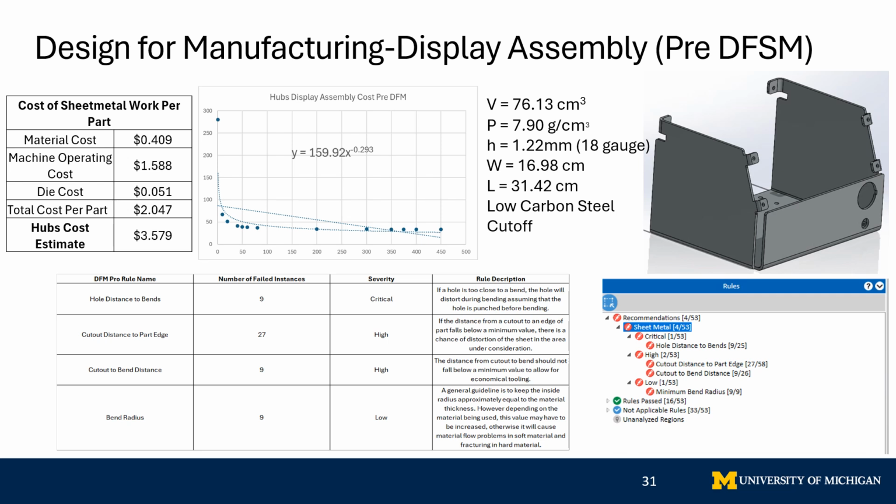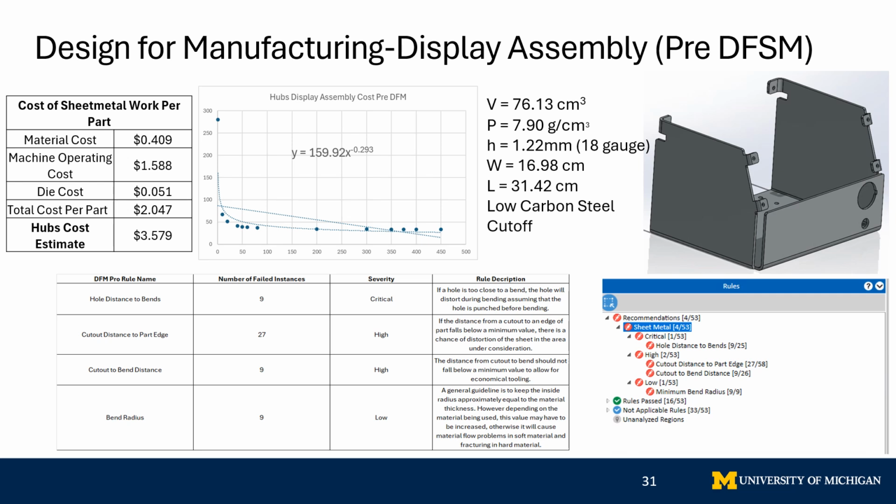The display assembly sheet metal working cost was calculated utilizing the analytical method. Material cost was calculated at 40 cents per part, machine operating costs were $1.58 per part, and die costs were 5 cents a part, assuming a 1-year payback period. Hubs extrapolation was calculated at $3.57 per part. This is 57% more expensive than the analytical method, likely due to the more expensive material utilized in the Hubs analysis and the relatively small extrapolation dataset.